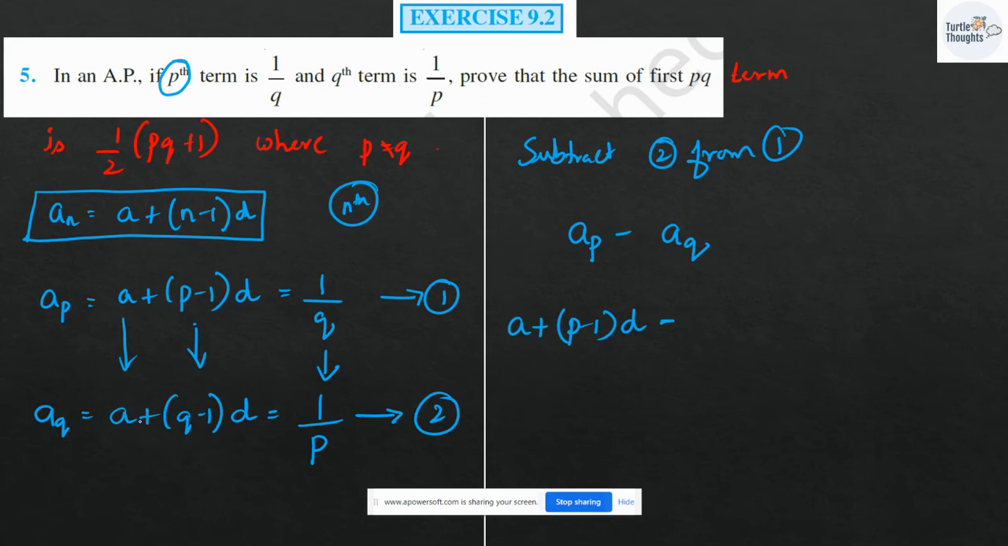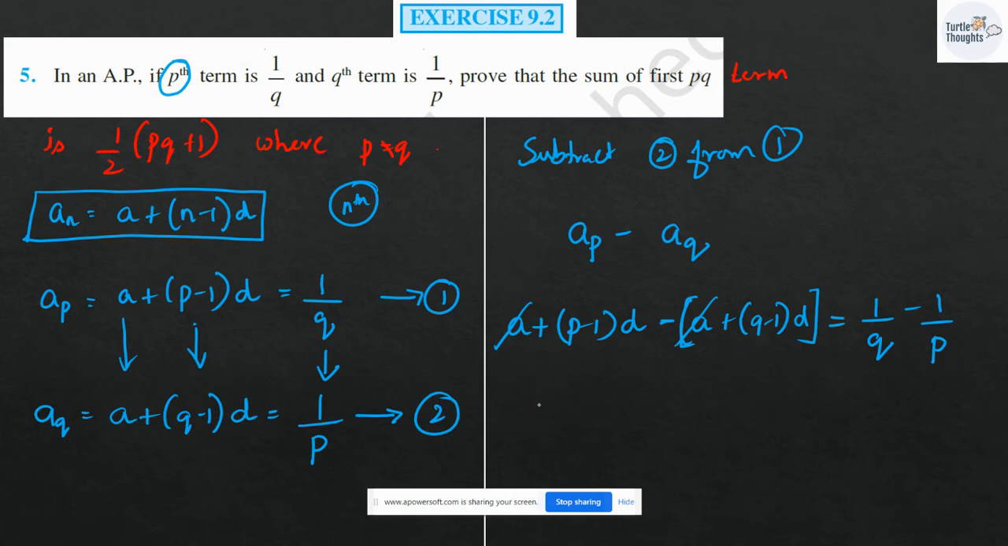What is your AQ on the left hand side? Left hand side is this, which is A plus Q minus 1 into D. This is going to be equal to, on the RHS, this is 1 by Q here. For AP, for AQ, it is 1 by P, so minus 1 by P. Now, A and minus A is going to get cancelled.